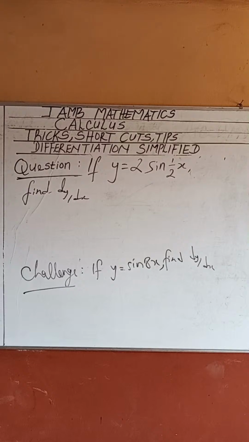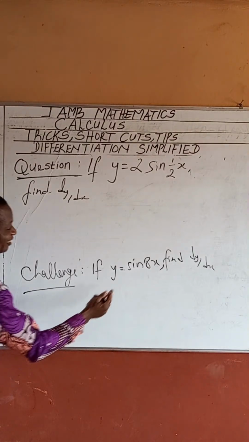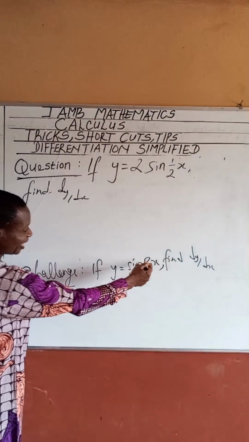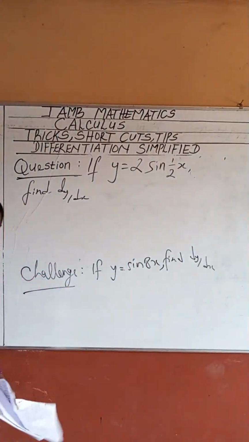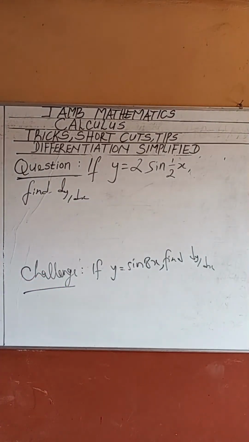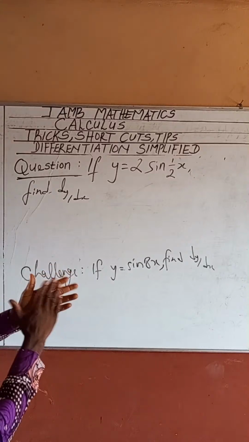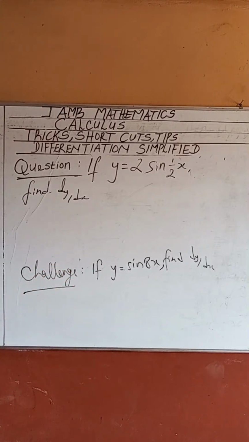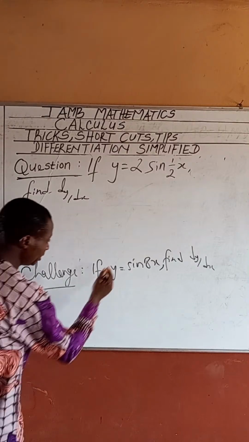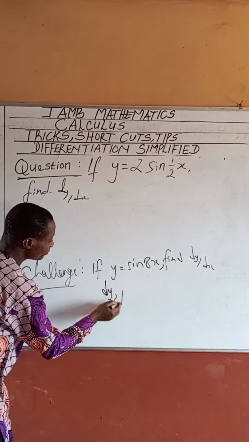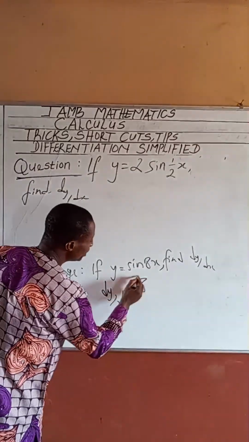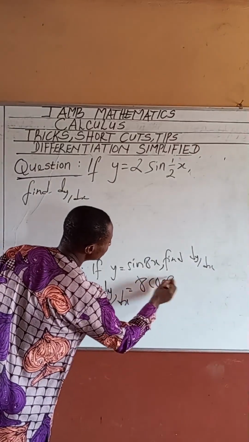Wow. Precious stars, you are a star indeed. Our brain is hot. Yes, you got it. It's sine to cos, so that's 8 cos 8x. In fact, let's clap for precious stars. Thank you very much. You've done it well. It's correct. So the answer to this dy/dx is 8 cos 8x.